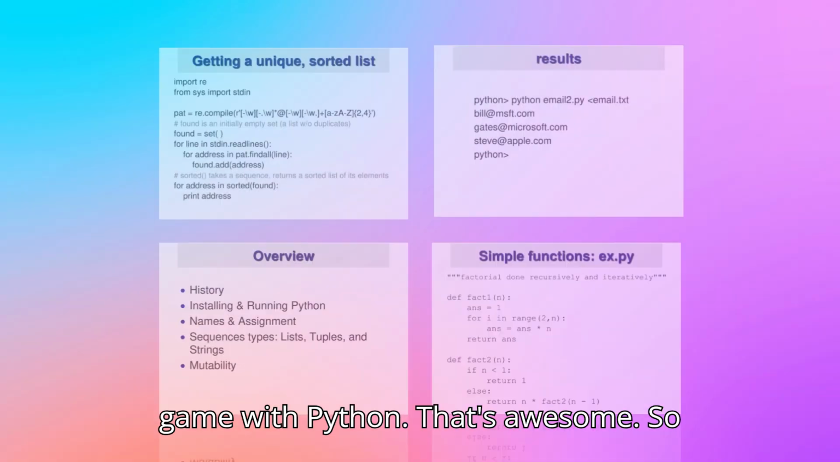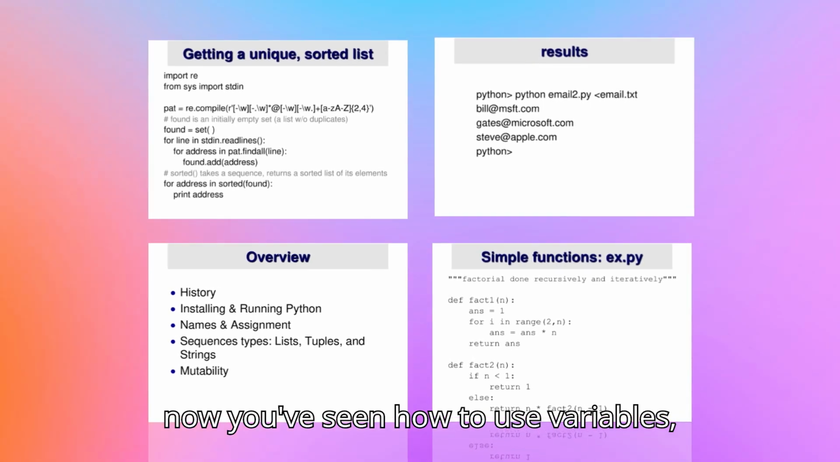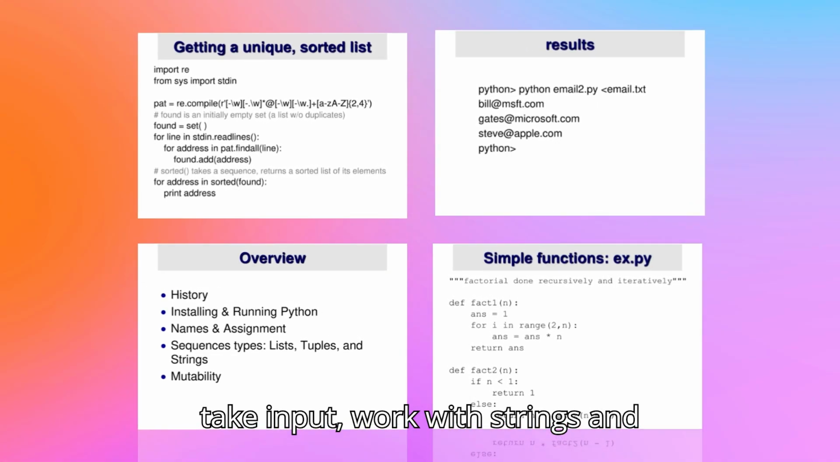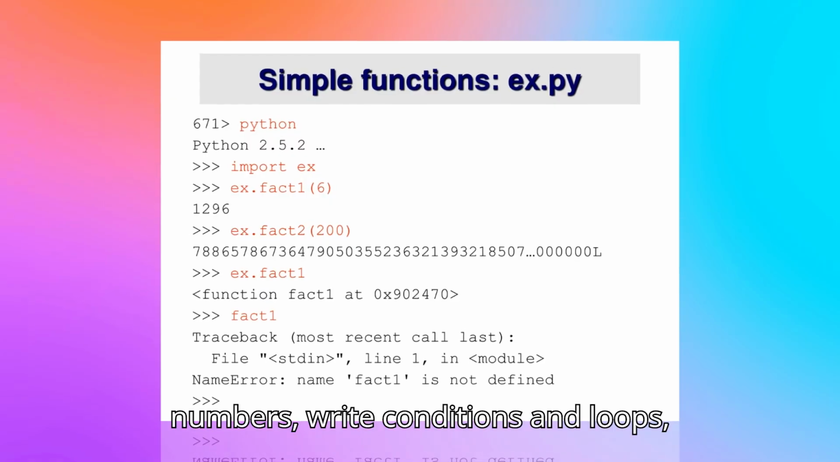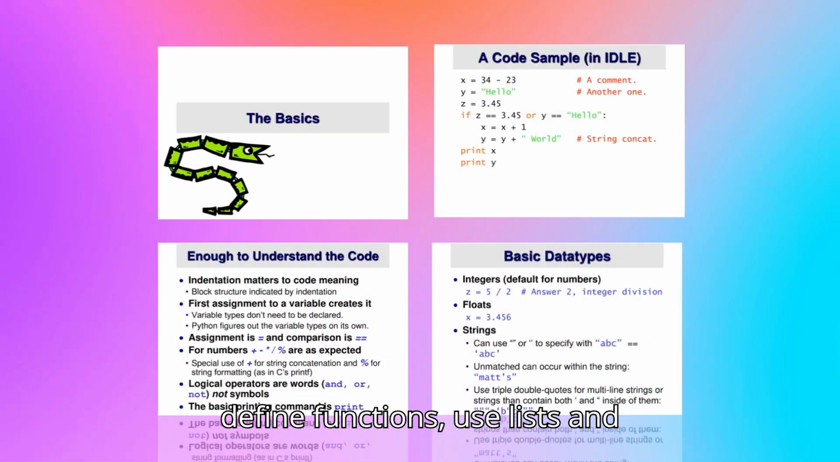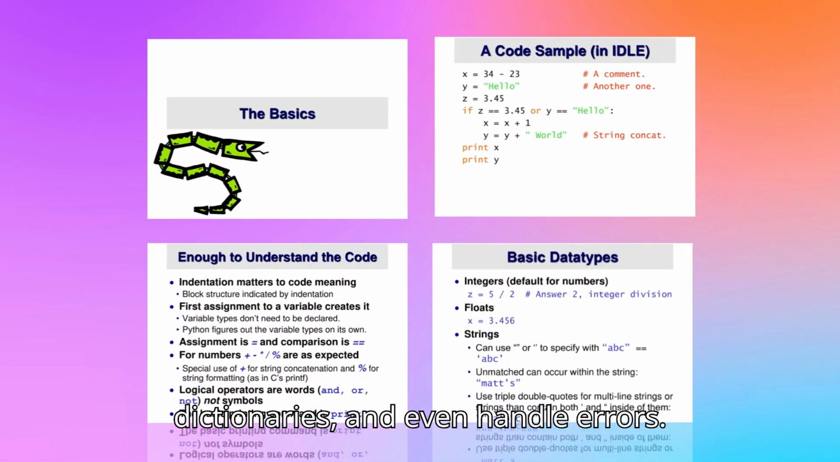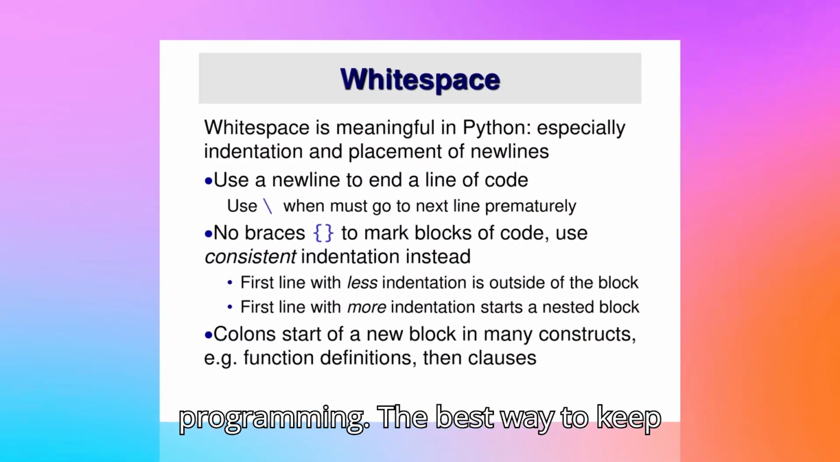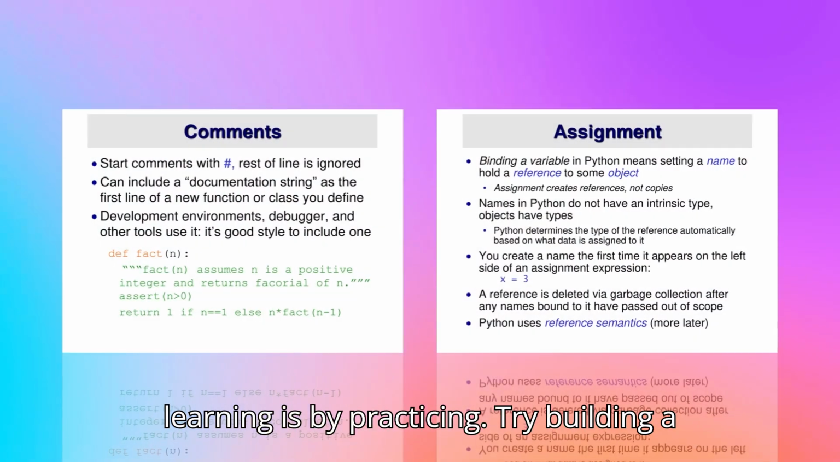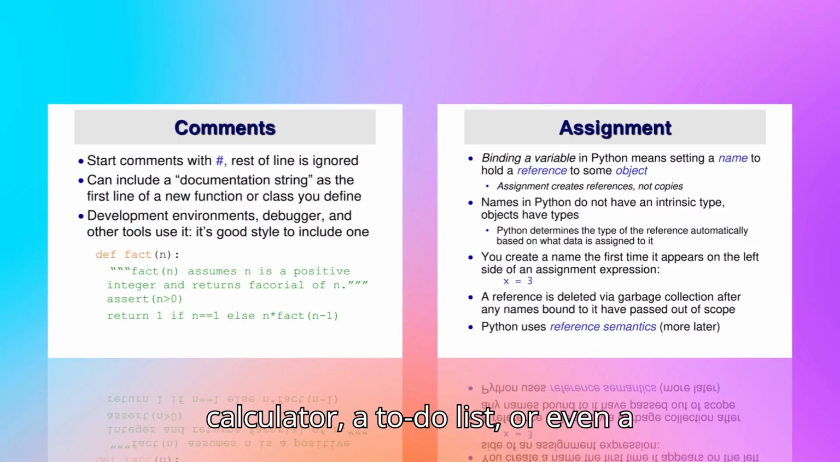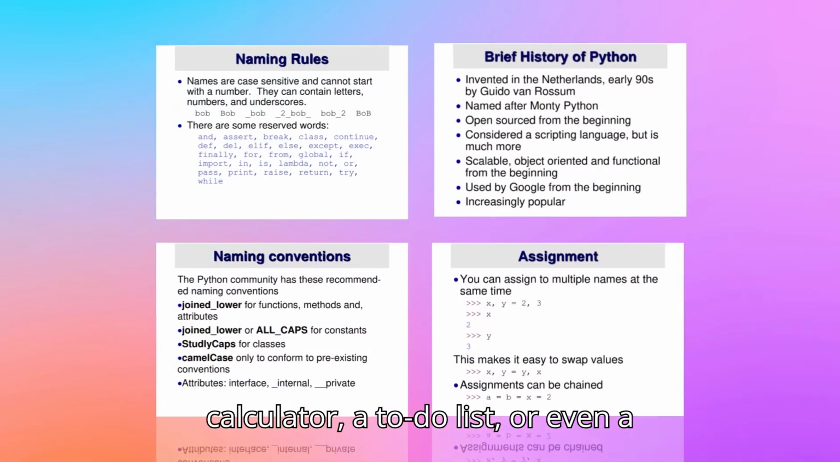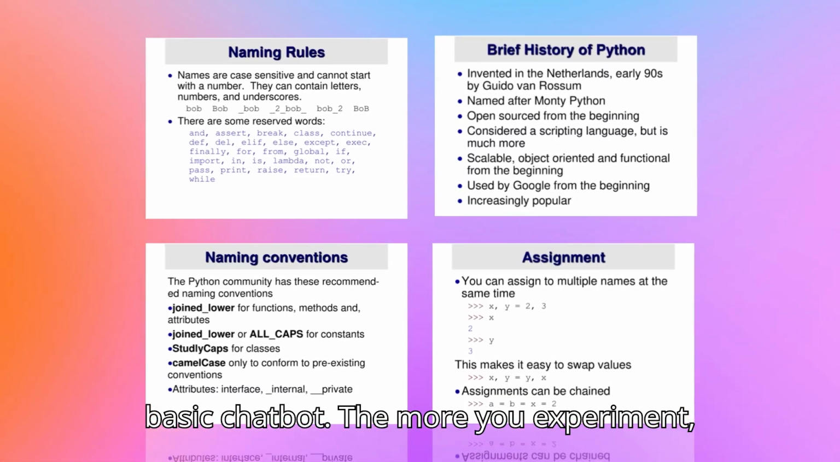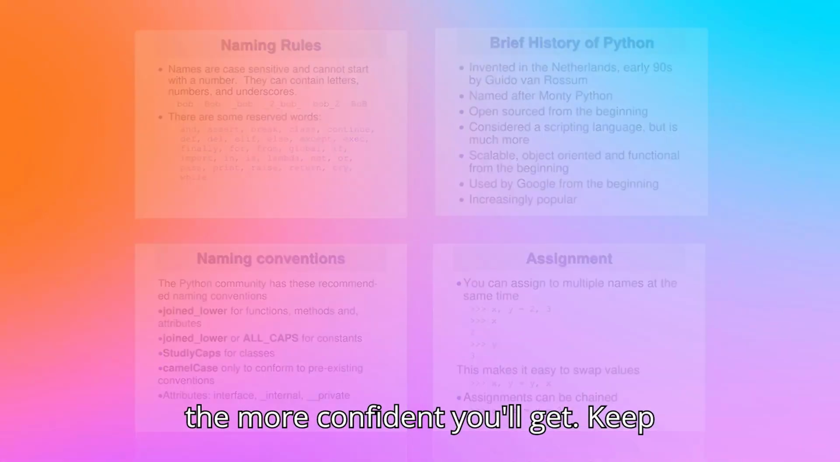That's awesome. So now you've seen how to use variables, take input, work with strings and numbers, write conditions and loops, define functions, use lists and dictionaries, and even handle errors. That's a solid foundation for Python programming. The best way to keep learning is by practicing. Try building a calculator, a to-do list, or even a basic chatbot. The more you experiment, the more confident you'll get.